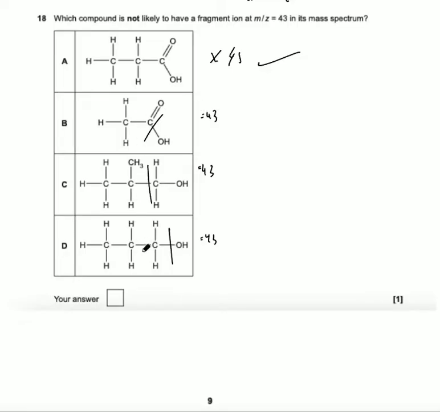And so if we go through them, B, if you break the OH off, and so you count the carbon double bond O and carbon and hydrogen, so we have 2 carbons, an oxygen and 3 hydrogens, we will get 43. And so that will be the peak. If we take compound C, and we split it over here, we can see that this will form a peak at 43 because it's an m/z of 43, and so that's correct.